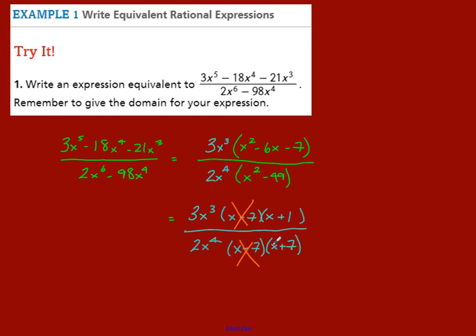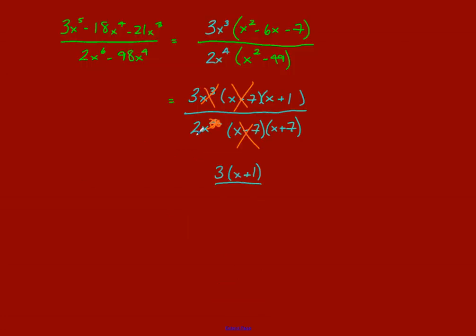I can't cancel x plus 1 and x plus 7. I can't cancel those out, because they're just different terms. But over here, I can't cancel the 3 over 2, but I can cancel the x's. I can cancel all 3 of those x cubed and cancel out all but 1 of the x to the fourths. So what I'm left with after all that is the 3, that's gone, and x plus 1, all over 2x. Let's cancel it. We're going to write down everything that I didn't mark through, and x plus 7.